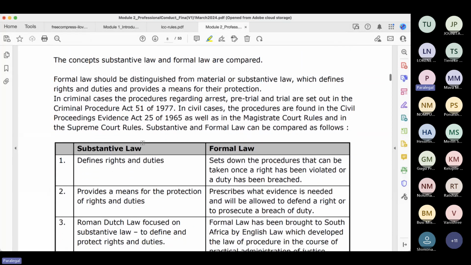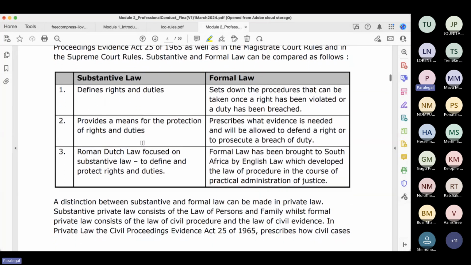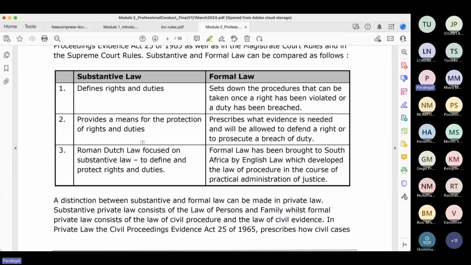I'm going to move you a bit to this discussion, where you look at substantive law and formal law. We had this discussion when we started in the beginning. We discussed criminal cases and said, in a criminal case, there will always be the prosecutor on the one side. In a civil case, there will always be two lawyers arguing the same thing. But hang on, there's something different though.